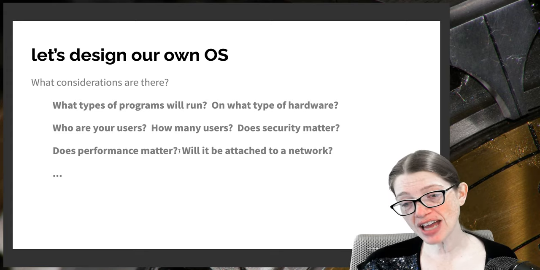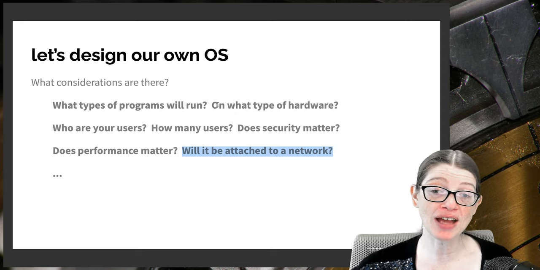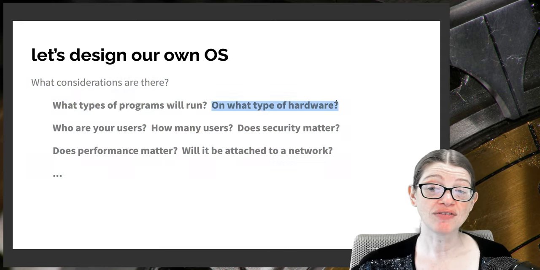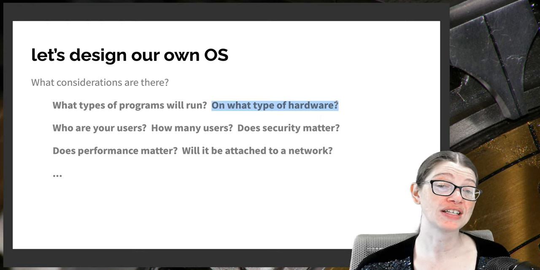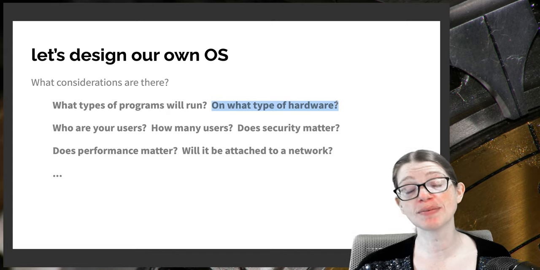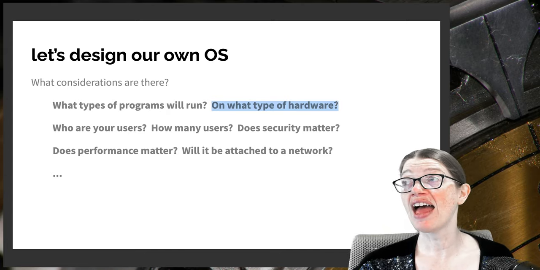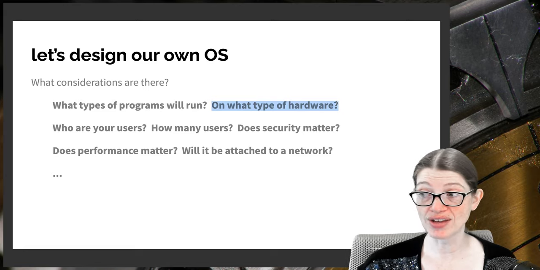And you also have to ask, will it be attached to a network? So that's a hardware decision. And that comes back to one of the biggest things that you have to decide, which is on what type of hardware are you going to be running this operating system? Because not all hardware supports all things. And that is going to place some early restrictions on the design of your OS.